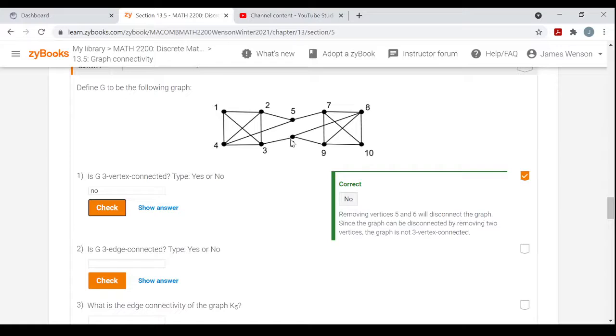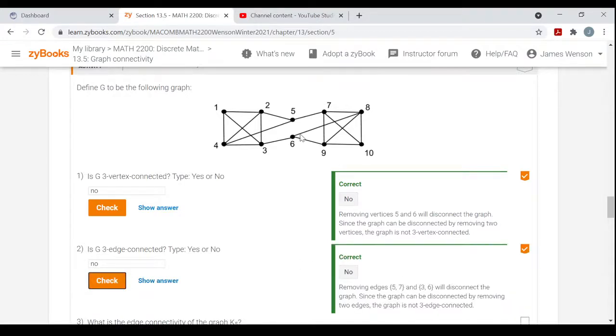Can you see, if I got rid of the edge between 3 and 6, and also got rid of the edge between 5 and 7, there'd be no connection between these pieces. They'd be disconnected. So is the graph 3 edge connected? No, it is not, because I can find a pair of edges to remove that will disconnect this graph.